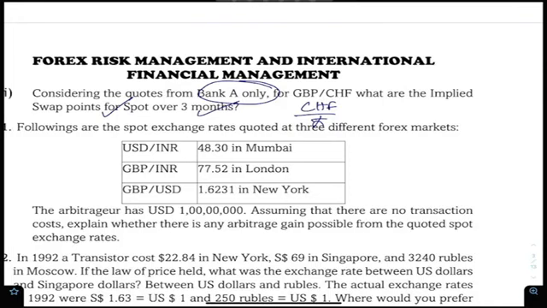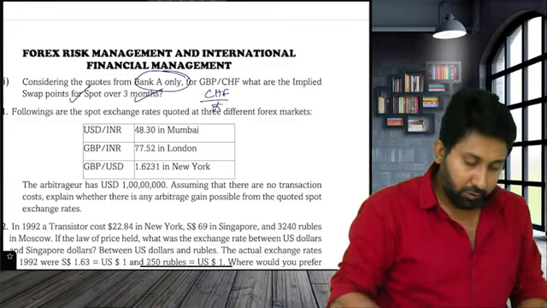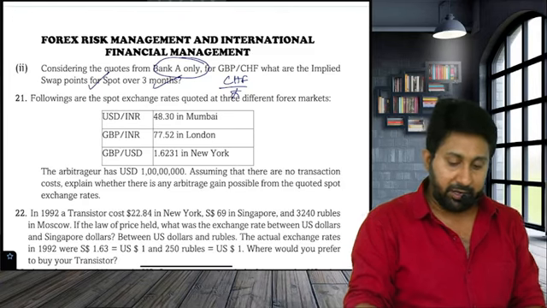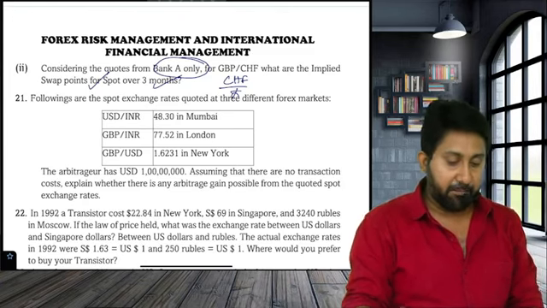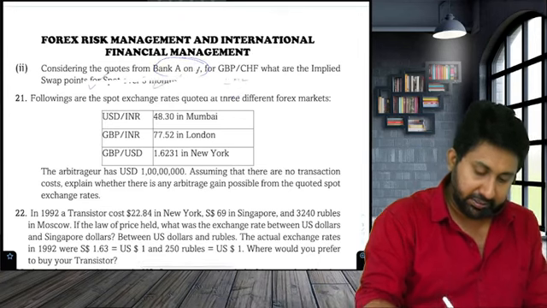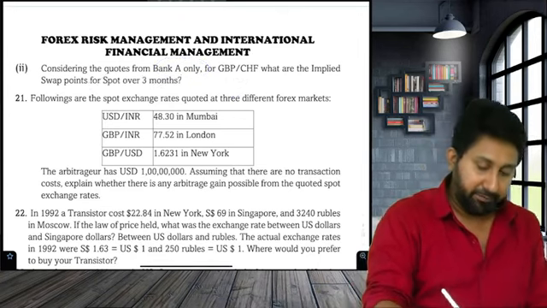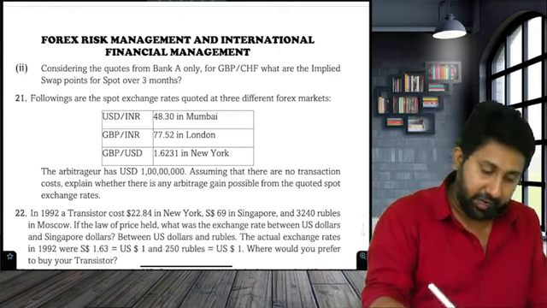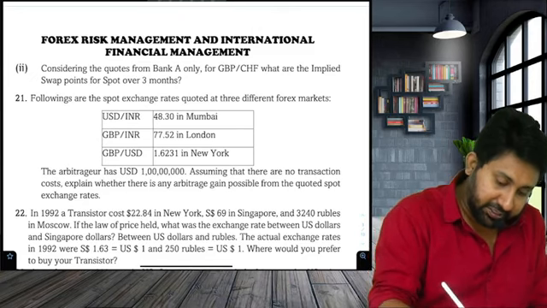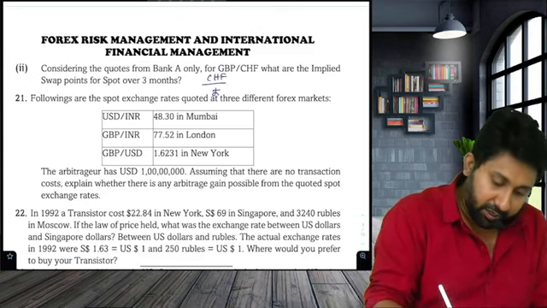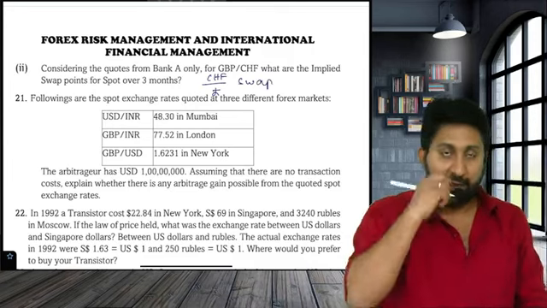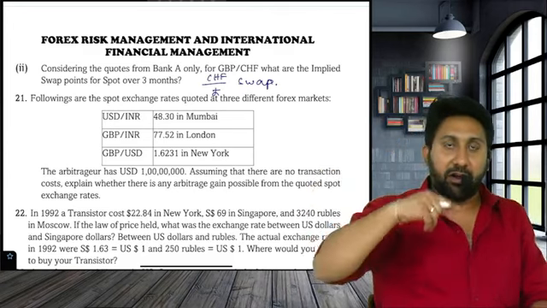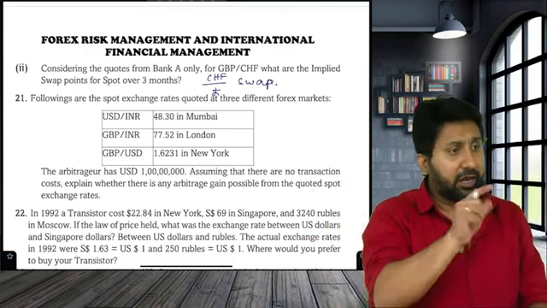Okay, have you observed the question? Now see here, how to solve this particular question? Considering the quotes from bank A only, for GBP by CHF, what are the implied swap points over 3 months? He is asking us to calculate swap points for 3 months between CHF by pound. First tell me how to calculate swap points: spot rate minus the forward rate, or forward rate minus the spot rate.